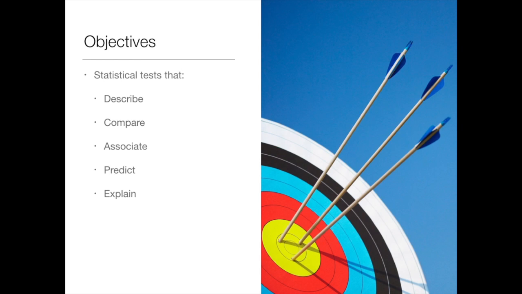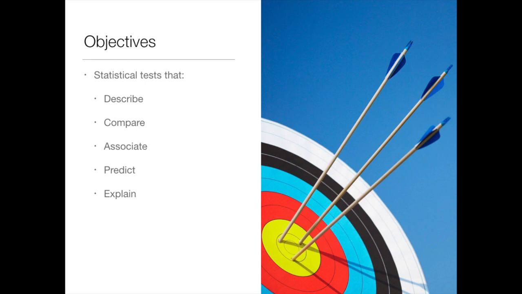So this week we're going to be talking about very specific statistical tests. And I've categorized these into five buckets, so to speak. For each one, we'll talk about at least one kind of statistical test that can be used to do that certain thing. So for example, we'll talk about how to describe things. We'll talk about comparisons, associations, predictions, and explanations. So we'll go through each of these five, and we'll talk about specific statistics that can be used in each of these five categories.